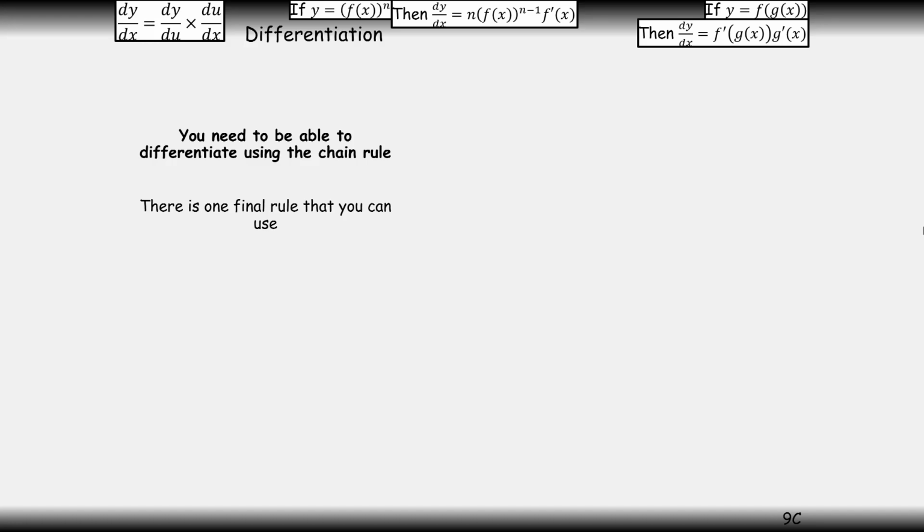Okay. There's an additional rule you can use. Sometimes it's much easier to differentiate with respect to y than with respect to x. So in that case, we can use this. dy over dx times dx over dy is simply 1, because they cancel each other out. So we can write dy over dx is equal to 1 over dx over dy. So sometimes we need to differentiate x with respect to y.